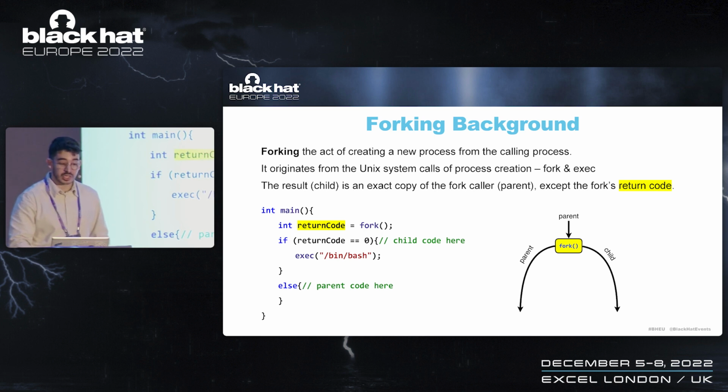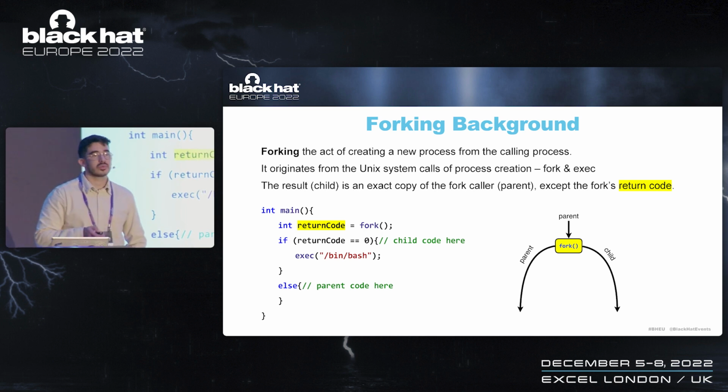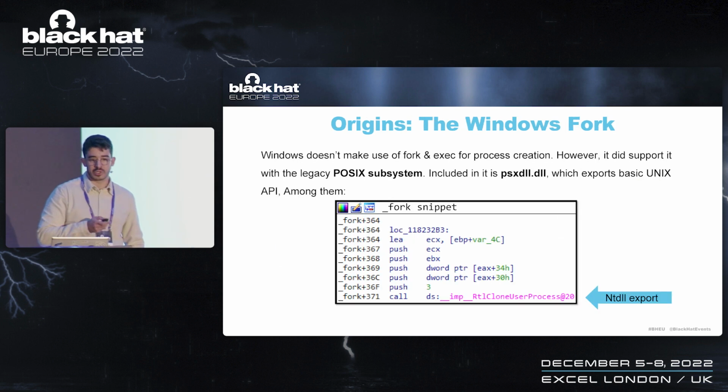What will differentiate between the parent and the child that are identical is the return code. Here, the return code will be 0 for the child, it will symbolize the child's execution, to, in this example, execute an exec call to replace its image. And the parent will execute on a different return code on the else branch. Okay, so most of you maybe know this.